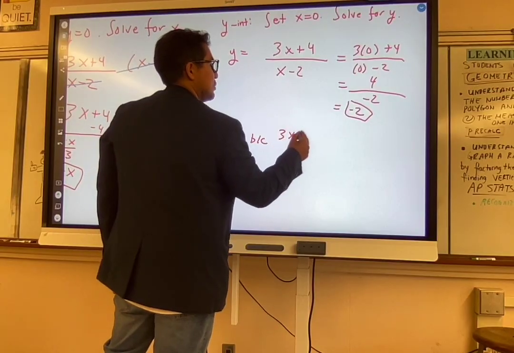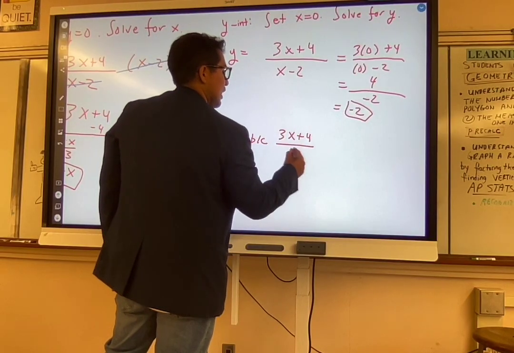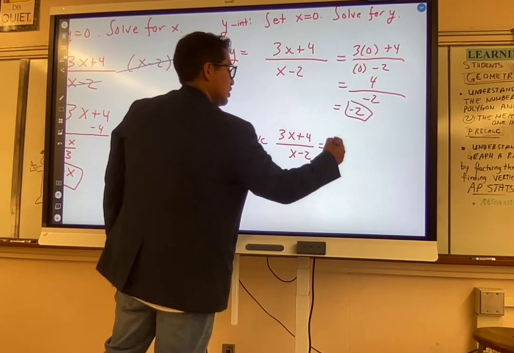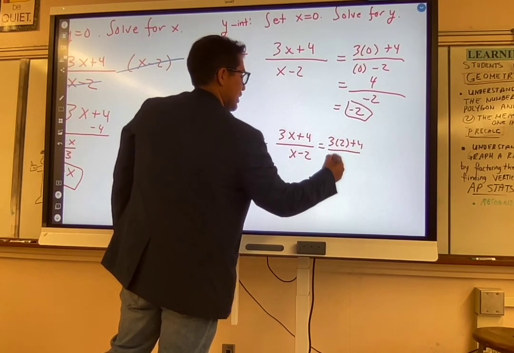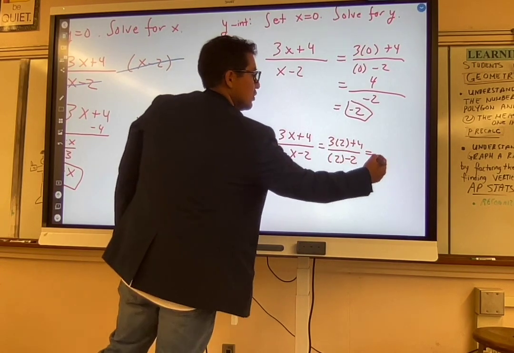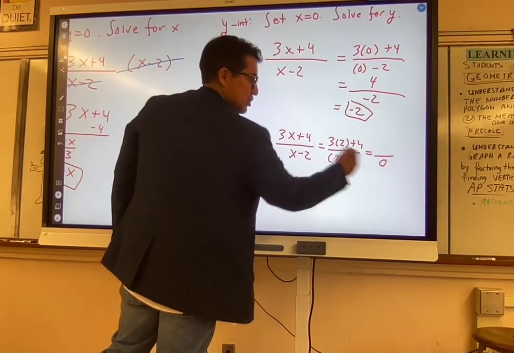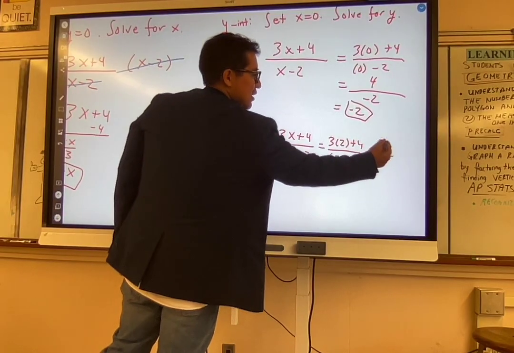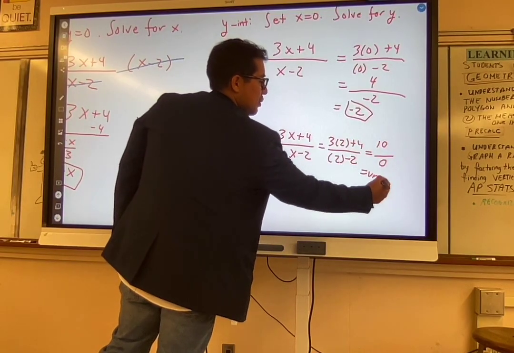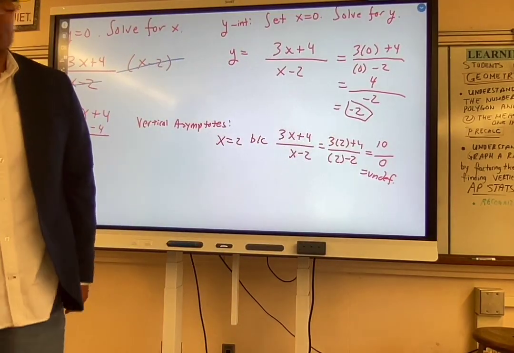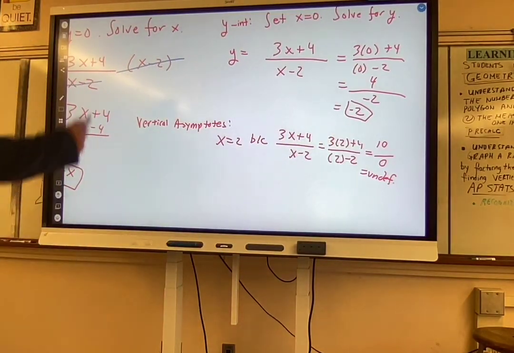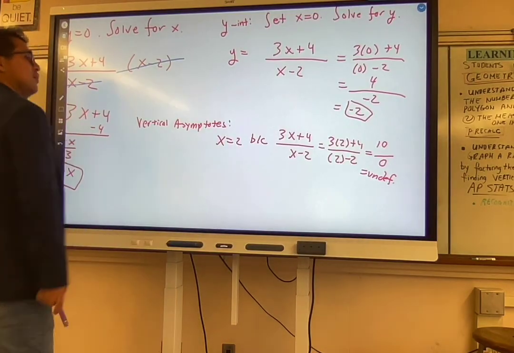If I take the expression 3x plus 4 over x minus 2, and I plug in 2, on the top, I'm going to get 3 times 2 plus 4. On the bottom, I'm going to get 2 minus 2. So on the bottom, I have 0, right? 2 minus 2 is 0. And on the top, it doesn't matter, it's 10 in this case, but at that point, we're like, yep, that's undefined. If I put 10 divided by 0 into the calculator, I'm going to get undefined. So that would be the work I want you to show for vertical asymptotes.